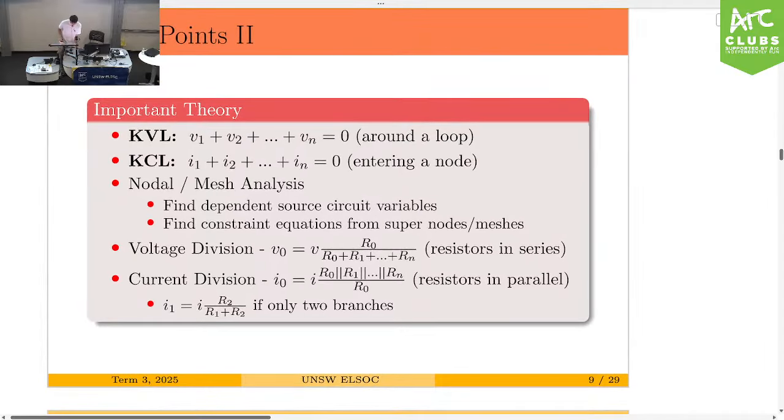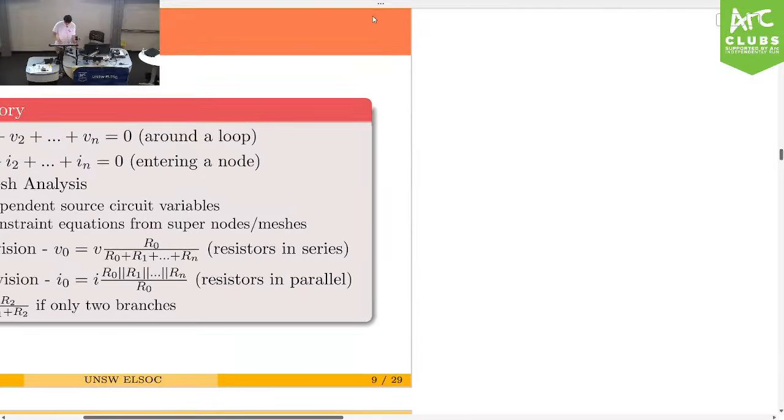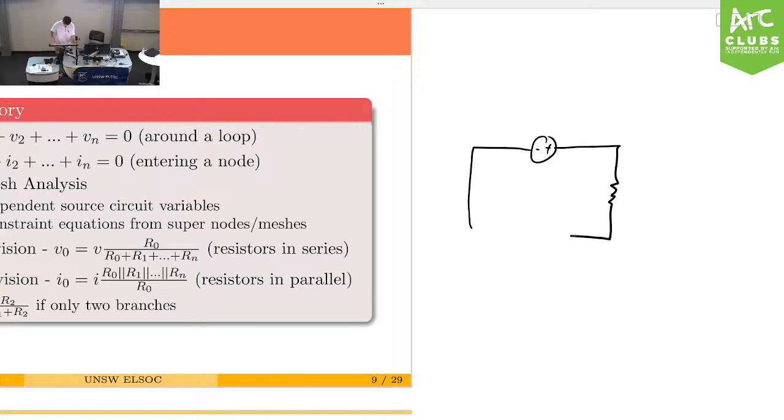Okay, so these two are Kirchhoff's laws. We have KVL, which is Kirchhoff's voltage law. It states that if you have a circuit and you have a few elements, let's say we have a source here, a resistor here, and let's say another resistor. If you sum up the voltage drops across each of these elements in a loop, you'll get 0.